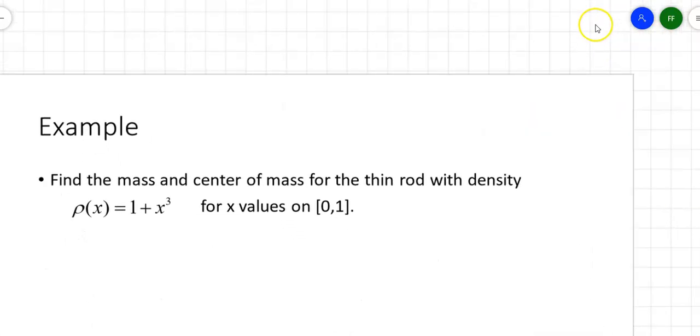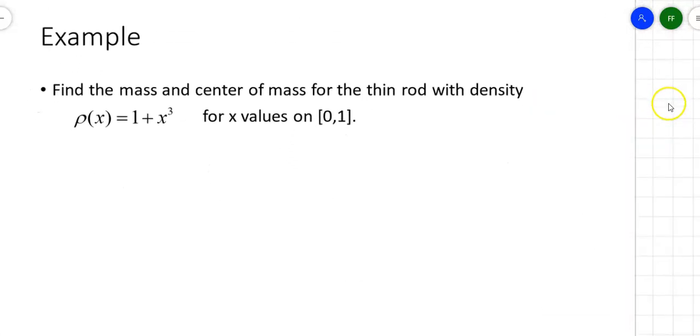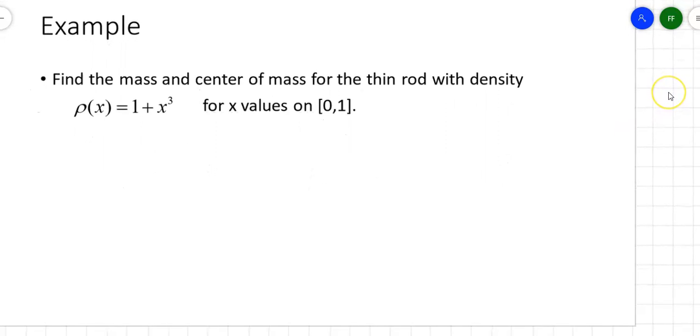So let's take a look at this. We're talking about a thin wire or a thin rod. Here is our density function. So what does this mean? This means that as the object gets further along, it gets more dense. It's not a uniform density. So you can calculate this in a couple of different ways. Maybe I'll calculate the mass, the moments, and then we'll divide them at the end.